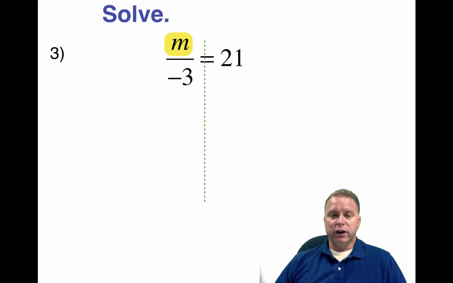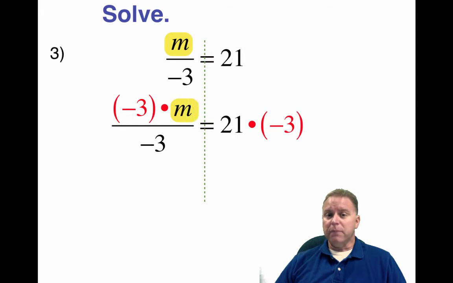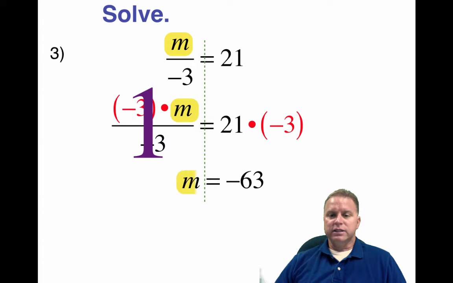What are they doing to the variable here? They're dividing by -3. So since they're dividing by -3, we're going to multiply both sides by -3. What is a -3 over -3? Big fat 1. Cancels each other out, basically. And now we have 21 times -3. Signs are different. That'll give us a -63. And if we plug that back in, -63 divided by -3, signs are the same. We'd get a positive, and 63 divided by 3 is 21.